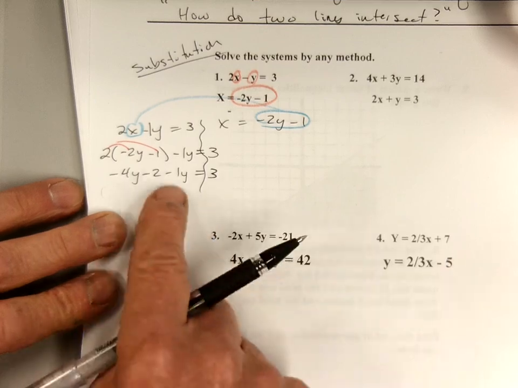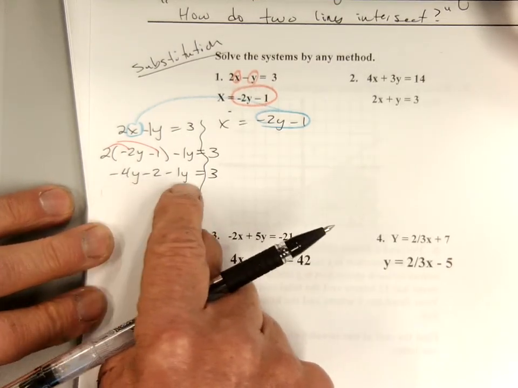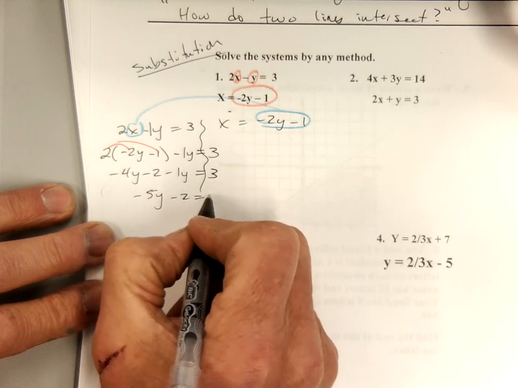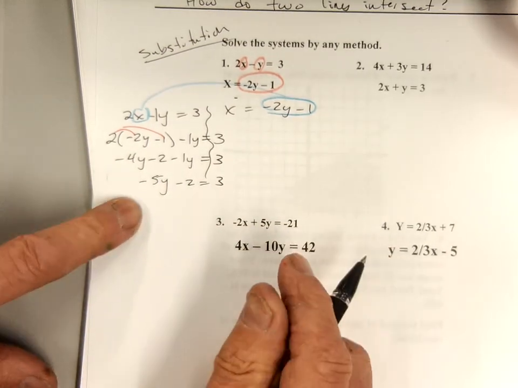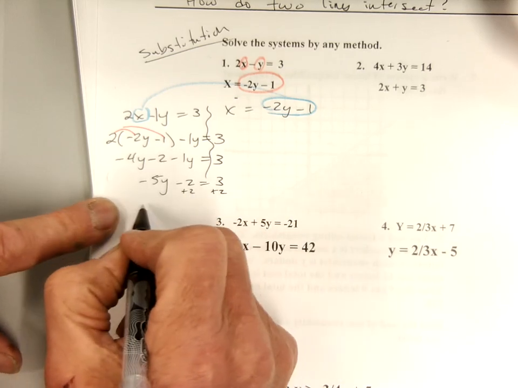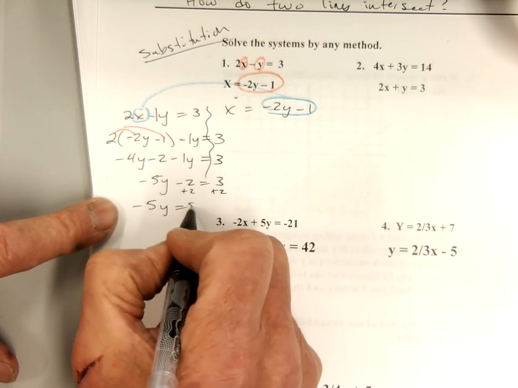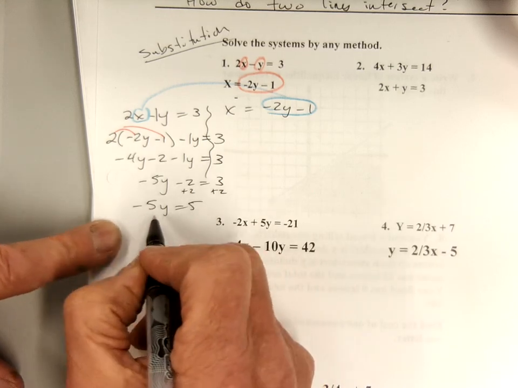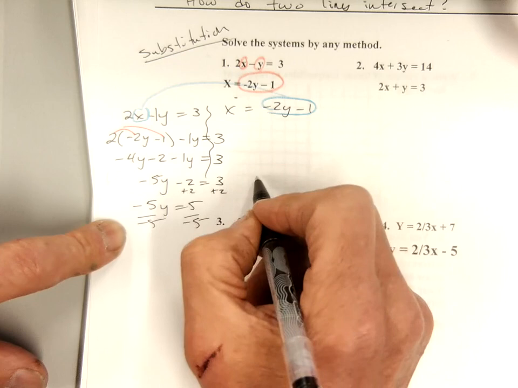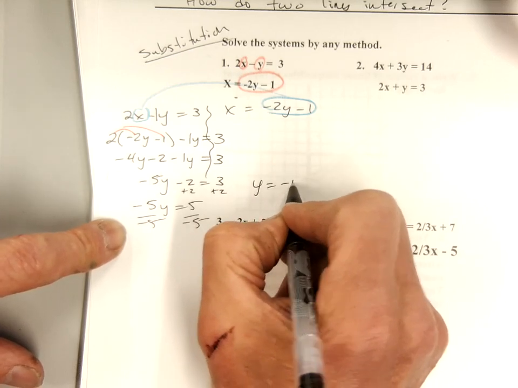Okay? That's a negative 5y minus 2 equals 3. Plus 2 plus 2, right? Negative 5y equals 5. Divide by negative 5. And I get one answer. I get y equals negative 1. Okay, now it's a point.